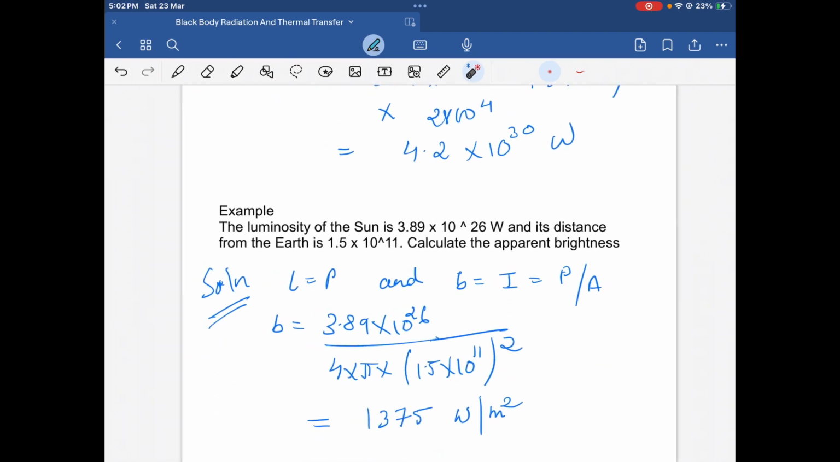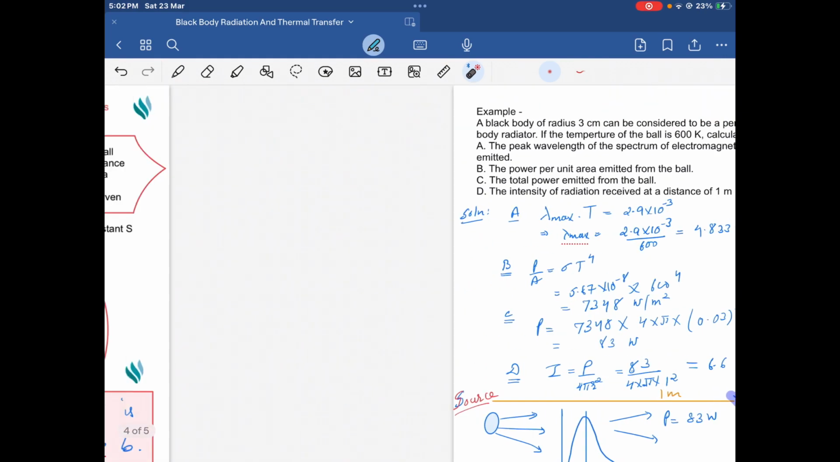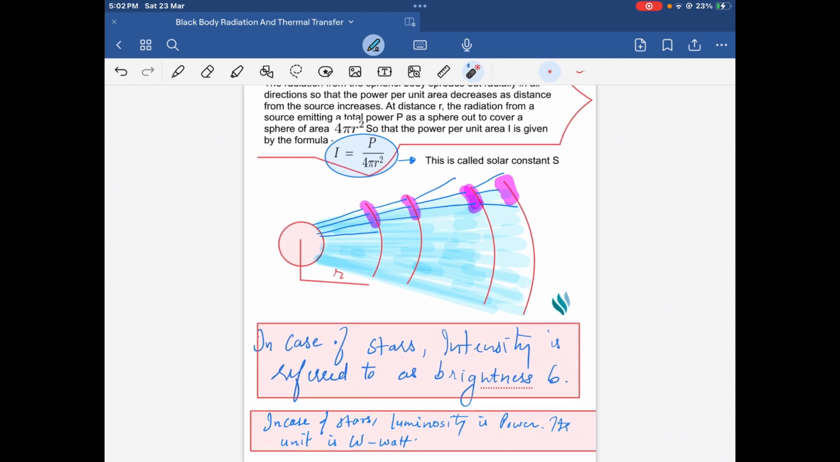Second example, the luminosity of the sun is 3.89 into 10 to the power 26 watts and its distance from the earth is 1.5 into 10 to the power 11. Calculate the apparent brightness. Again, let us refresh what we have learned. In case of stars, intensity is referred to as brightness B, and luminosity is this power P.